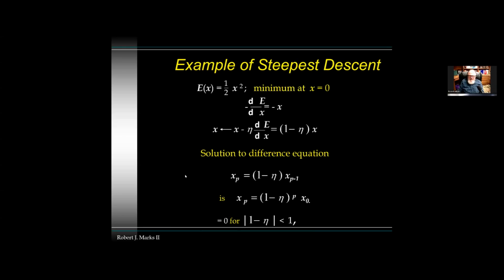So therefore, we see as the number of iterations increases, we do get 0, which, if you remember in our original problem, one half x squared is where the minimum is. So this is a simple example of using steepest descent in order to find the minimum.